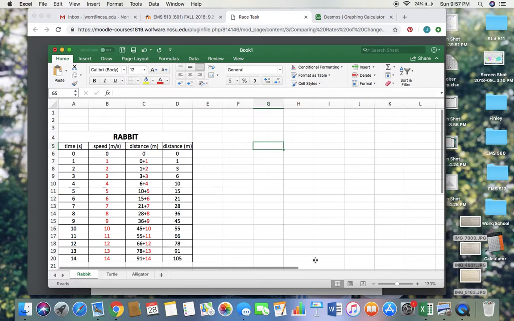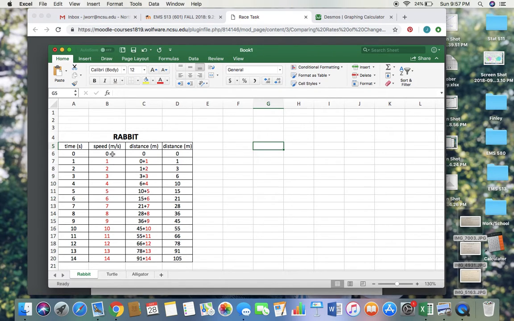So I made a little spreadsheet, and basically you can see right here as the time goes up, the speed also goes up. So he started at 0 distance, 0 speed. The next second, his speed was 1 meter per second, so that means he went 1 meter. The next second, his speed was 2 meters per second, so he went 2 meters in addition to the 1 he had already gone. And this keeps going, and you can see the differences here as it goes up.